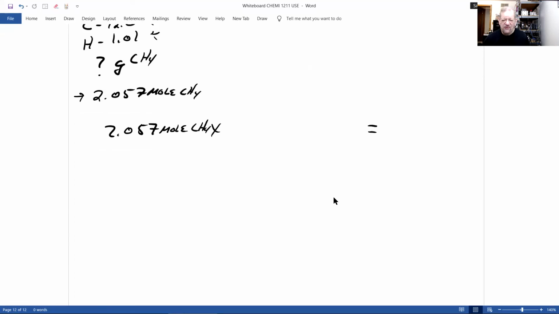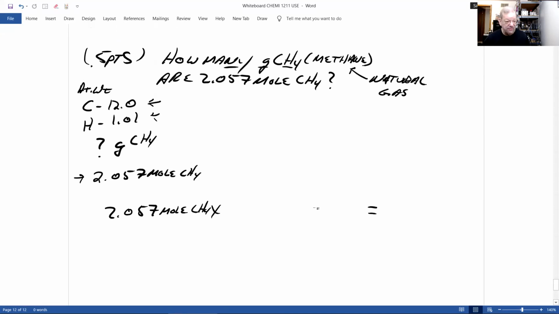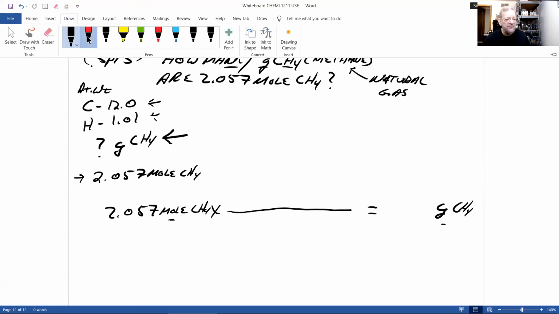Now, what units do I want my answer to be? And we took the time to figure that out, and that's grams of methane. Now, if I had a ratio that I could multiply this to get grams of methane, what would that be? Well, how do you figure that out? Well, you use your good buddy, your good friend, unit analysis.